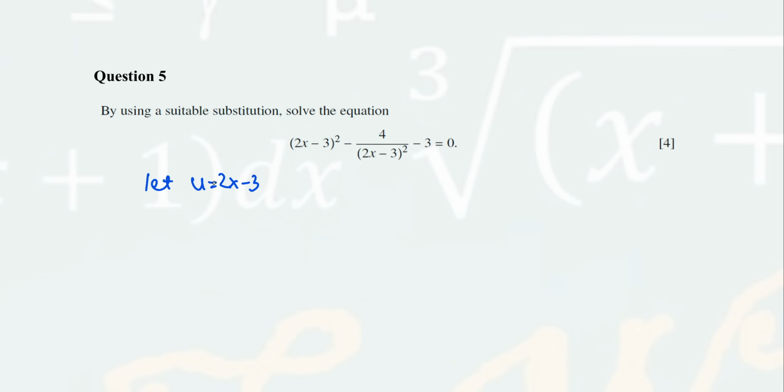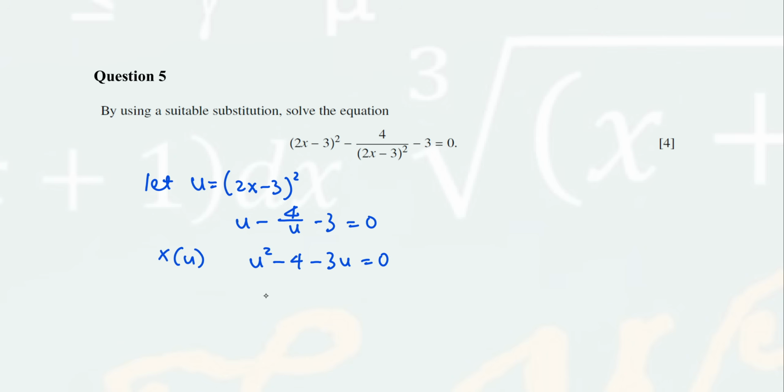What to do is you can just square the 2x minus 3, which means now I will be getting u minus 4 over u minus 3 equals to 0. And now times the whole equation by u to eliminate the u in the denominator, you will be getting u squared minus 4 then minus 3u equals to 0. And now rearrange. So this is u squared minus 3u minus 4 equals to 0.